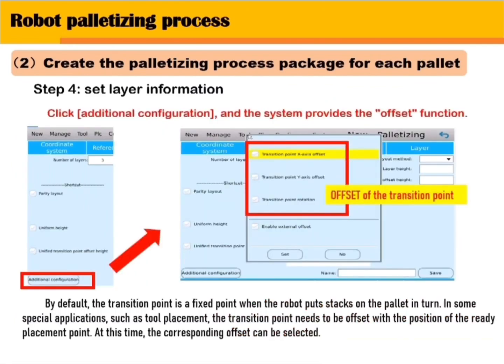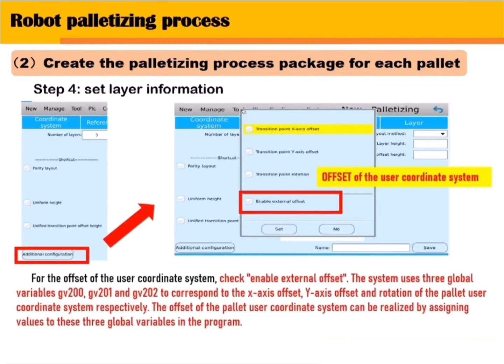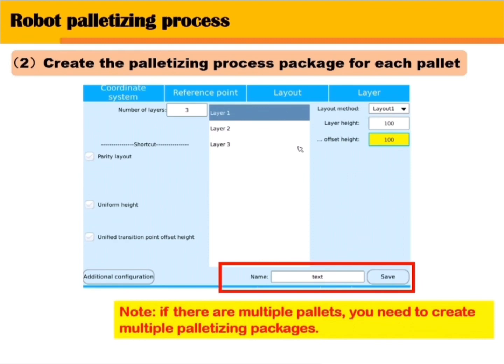You can click Additional Configuration and the system provides the offset function. One is the offset of the transition point, another is the offset of the user coordinate system. Finally, enter the name of the process package and click the Save button. Pay attention here. If there are multiple pallets, you need to create multiple palletizing process packages.